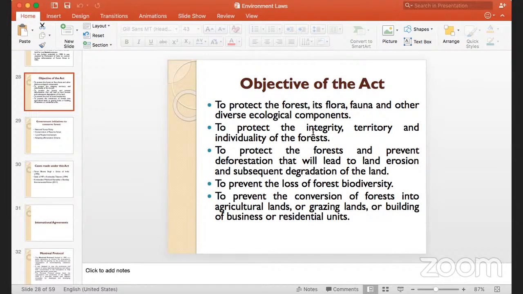What else does it do? It protects the forests and prevents deforestation that will lead to land erosion and subsequent degradation of the land. It also prevents the loss of biodiversity.